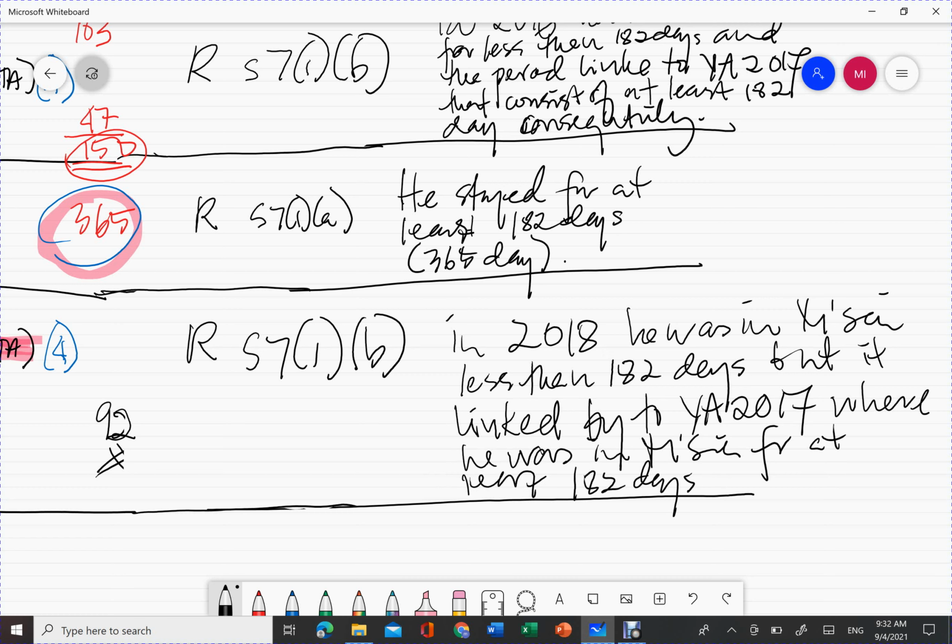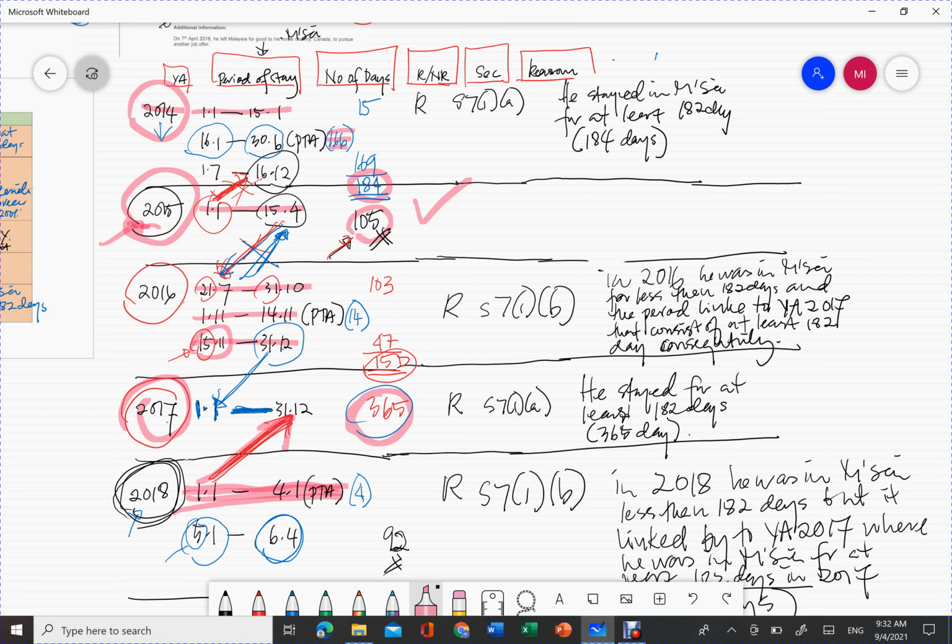Lepas tu kita dah ada B, ada 1 tahun je lagi yang belum jadi resident. So kita akan tengoklah untuk year 2015. Year 2015, now we are going to apply section 71C. 71C kata dia kena stay in Malaysia at least 90 days. Dapat. Tapi apa yang jadi, 3 out of 4 immediately preceding year of assessment mestilah dia jadi resident ataupun stay in Malaysia for 90 days. But what happened? Dia cuma ada 1 tahun je. Tahun 2, 3, 4 tak ada. So tak boleh pakai 71C kat dia.